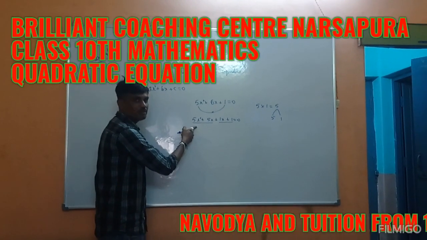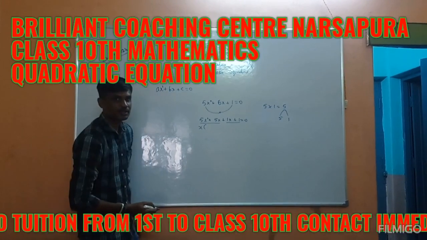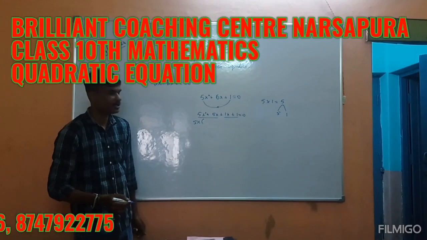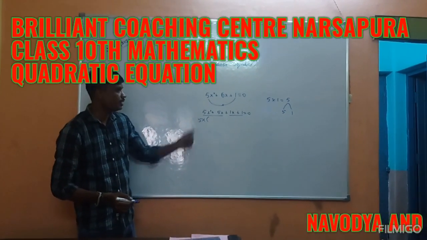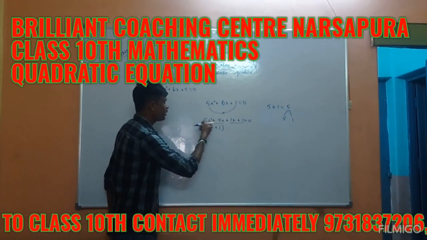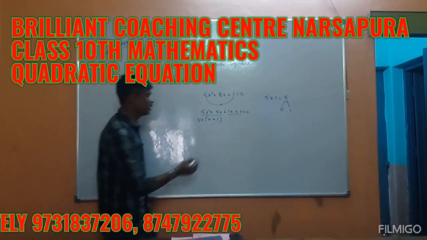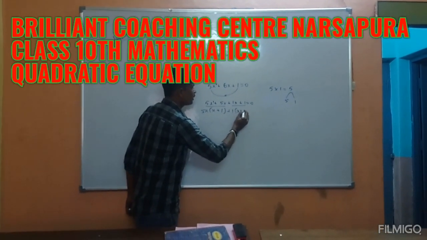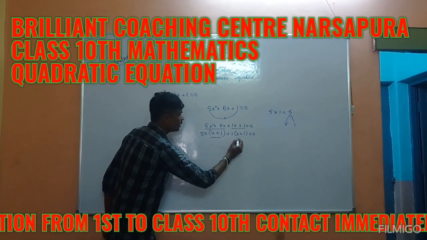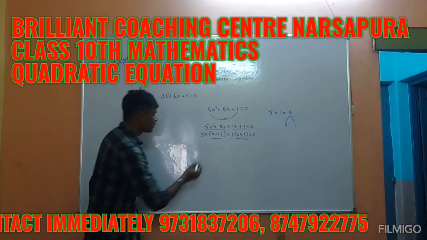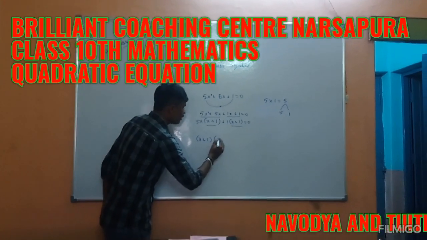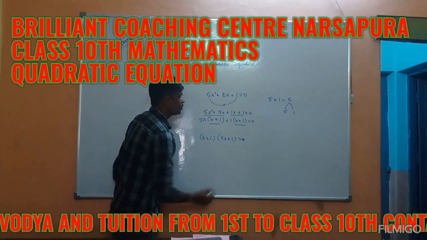Now we can take the common factor. 5x is a common factor in the first group, and the remaining is x plus 1. In the second group, 1 is a common factor, and the remaining is x plus 1. Now x plus 1 appears in both places, so take out x plus 1 as a common factor, and the remaining is 5x plus 1 is equal to 0.